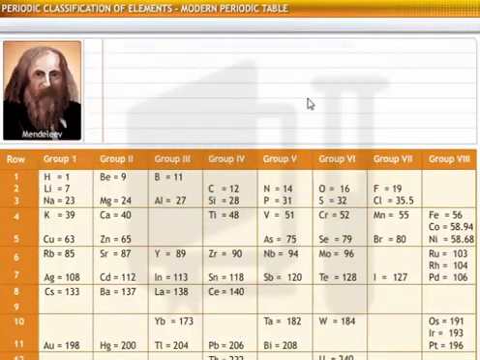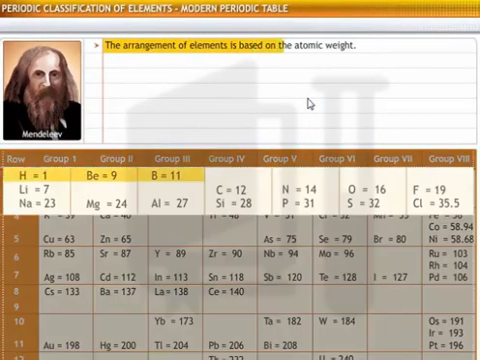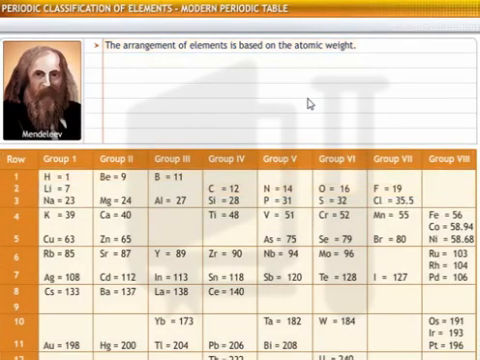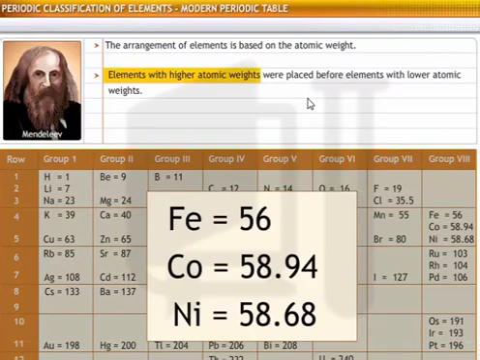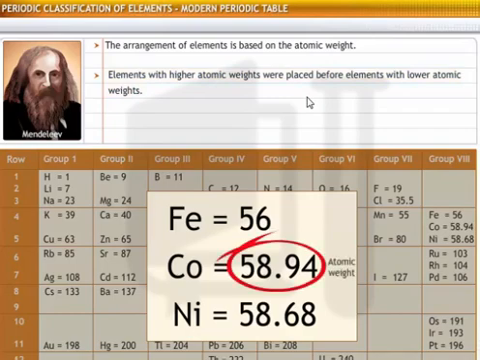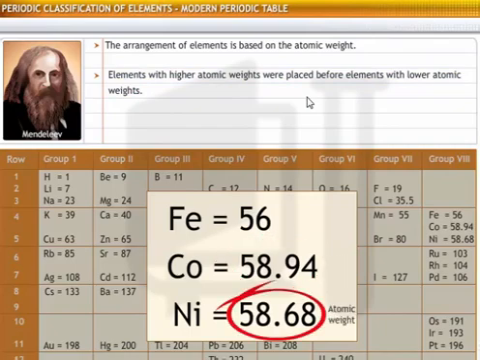was intended to illustrate the arrangement of elements using atomic weight as the basis of classification. However, this arrangement showed some anomalies, like elements with higher atomic weights were placed before elements with lower atomic weights. For example, the atomic weight of cobalt is 58.94 and that of nickel is 58.68. However, Mendeleev's periodic table places cobalt before nickel.